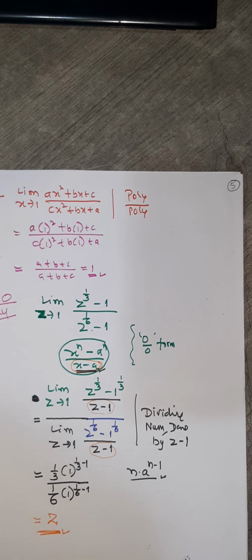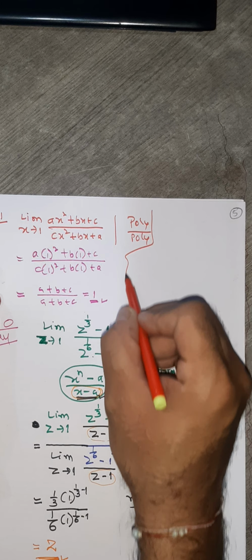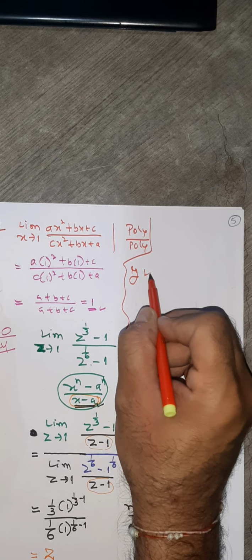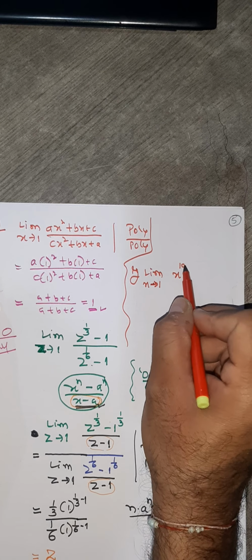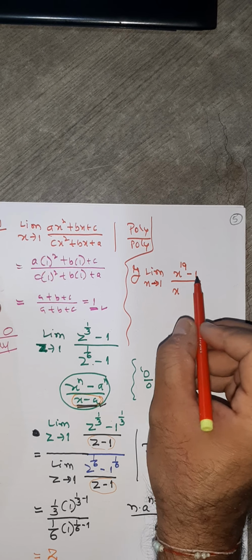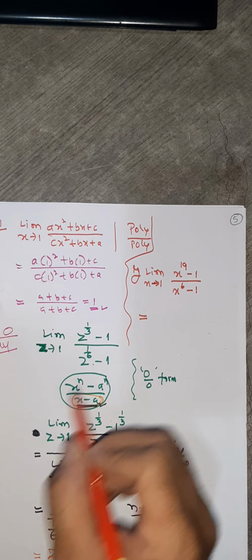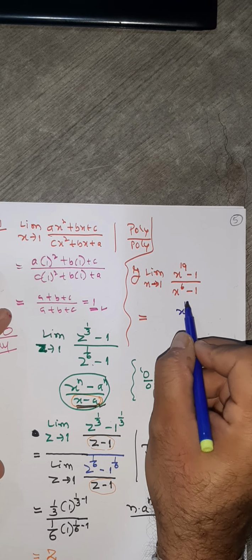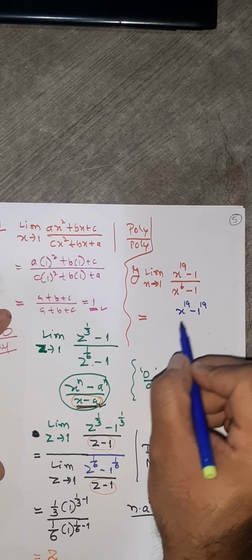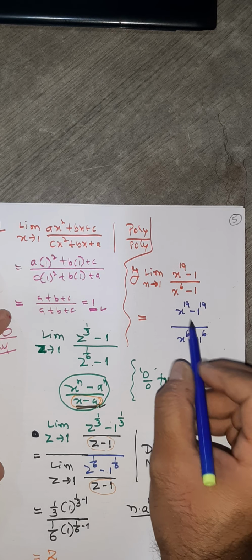Let me do one more here. You will just realize. I'm doing one more question for you here. Let's see this. Suppose I want to evaluate this: limit x tends to 1, x raised to 19 minus 1 upon x raised to 6 minus 1. So how do I do this? You have such powers. So what I'll do, x raised to 19, instead of 1, I'll write 1 raised to 19, and here x raised to 6, instead of 1, I'll write 1 raised to 6.